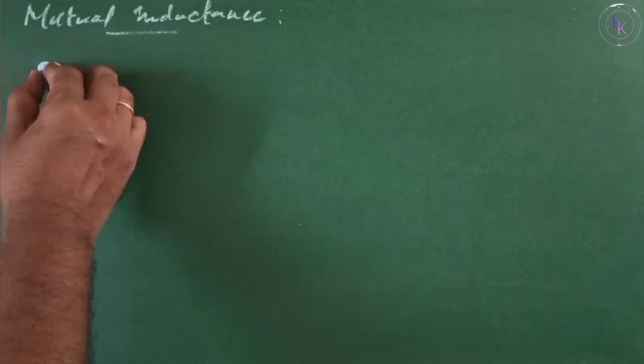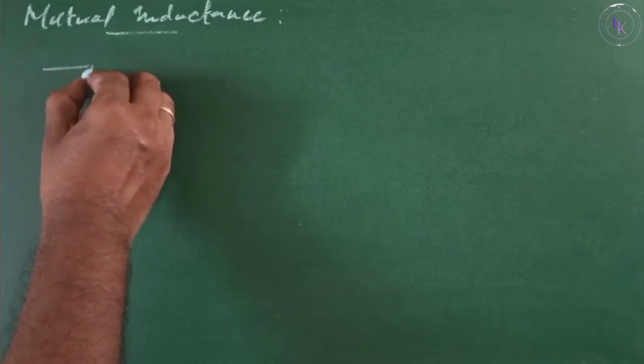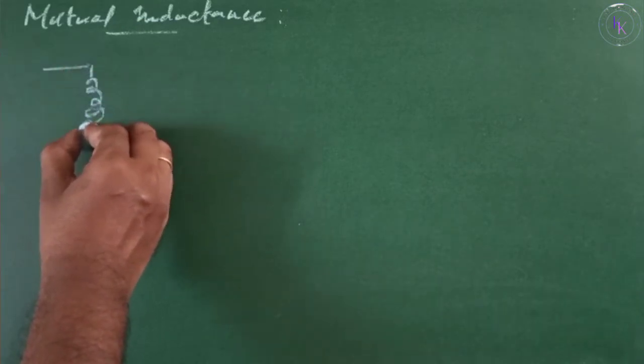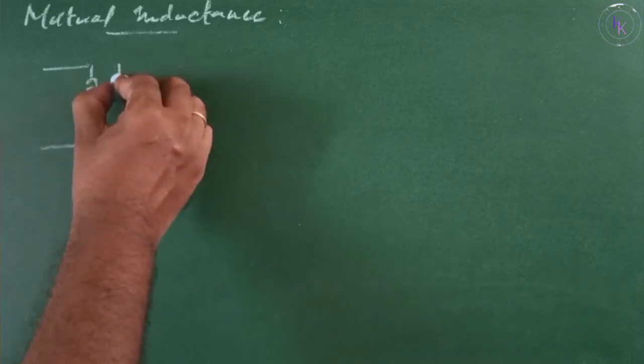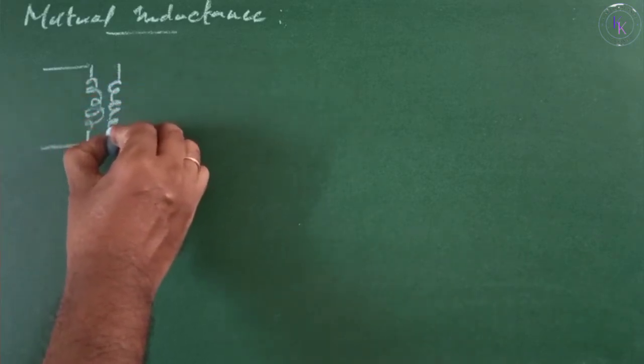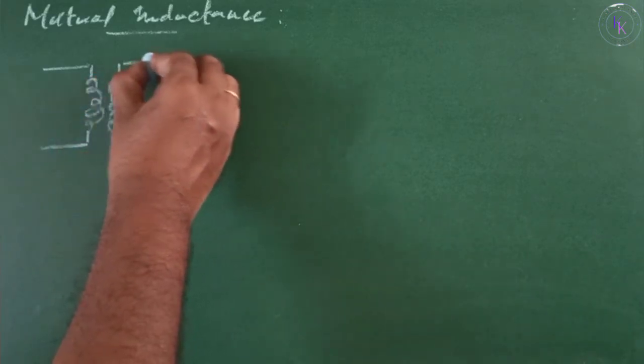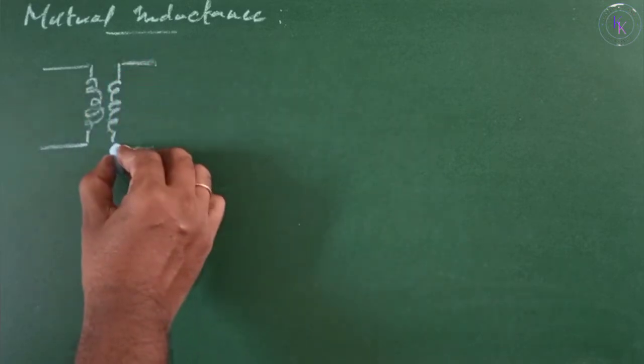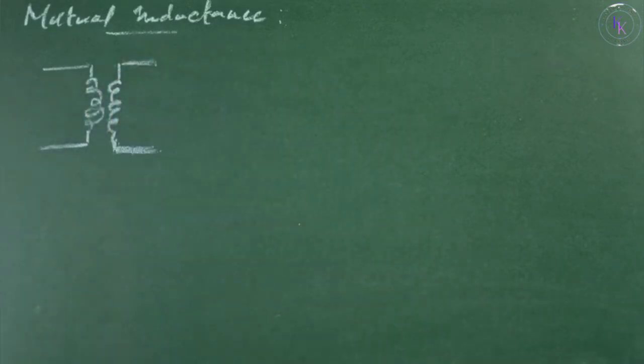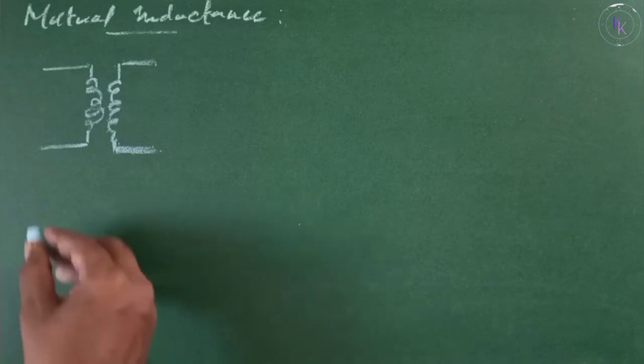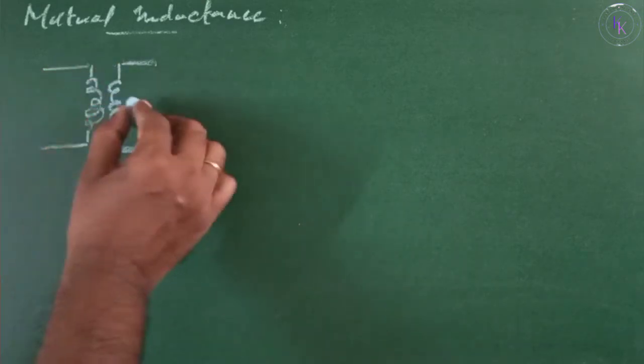Mutual inductance. Two coils are placed near each other such that the flux produced in one coil is going to link with the second coil. Then the two coils are said to be inductively coupled or magnetically coupled. So I'm keeping two coils. This is coil number 1 and coil number 2.